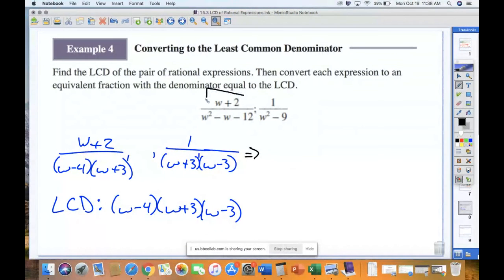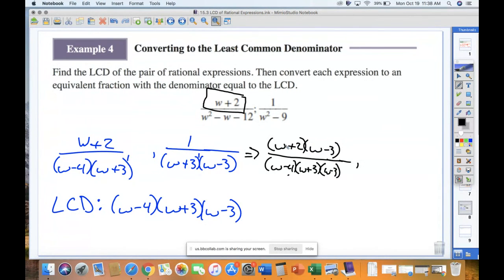Now, big deal here. This w plus 2 needs to stay grouped. This w plus 2, I'm going to write in parentheses, for when I rewrite this fraction with my new common denominator. And so as I inspect this, I notice what is missing. I have w minus 4, okay. I have w plus 3, okay. But what is missing is w minus 3. And now I write that in parentheses.